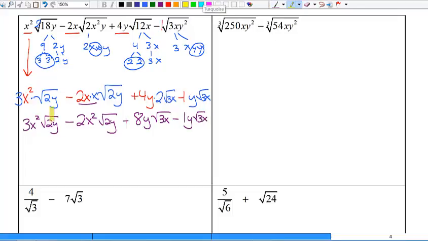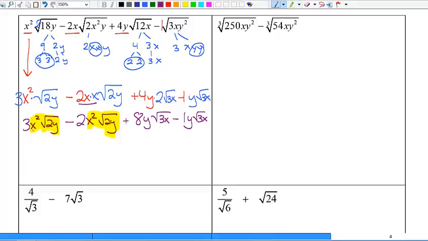So I'm looking for like radicals. The square root of 2y is like, but not only do they have to be like, our variable rules still stay the same, which means my variable and the radical part both have to be the same. Just like we talked about earlier, the variables have to be the same to add like variables, and the radicals have to be the same. So in this case, when you have both radicals and variables, you need to have them both the same.